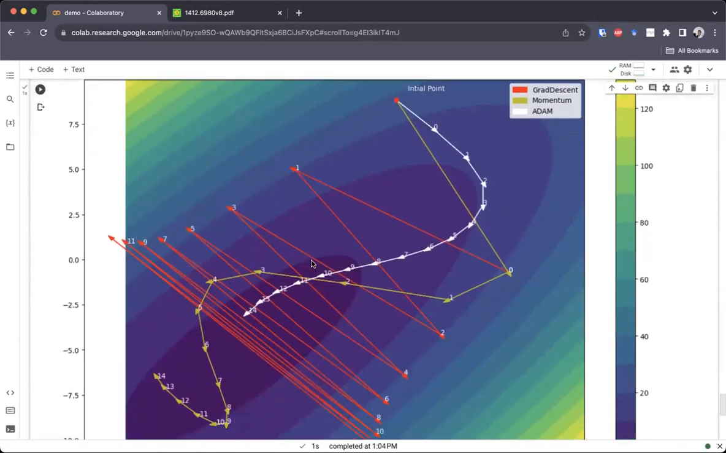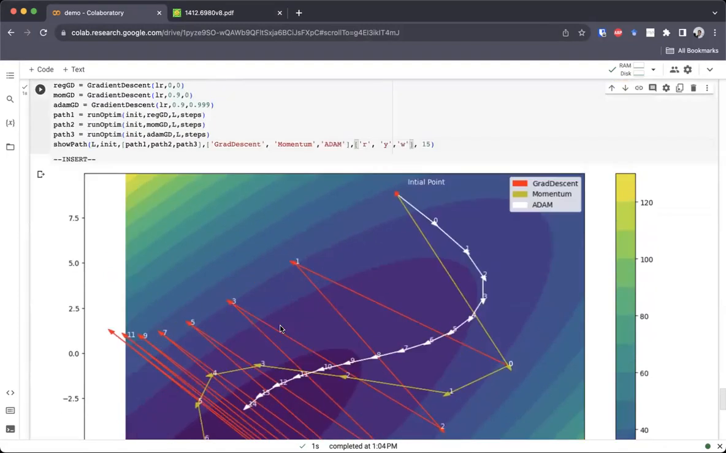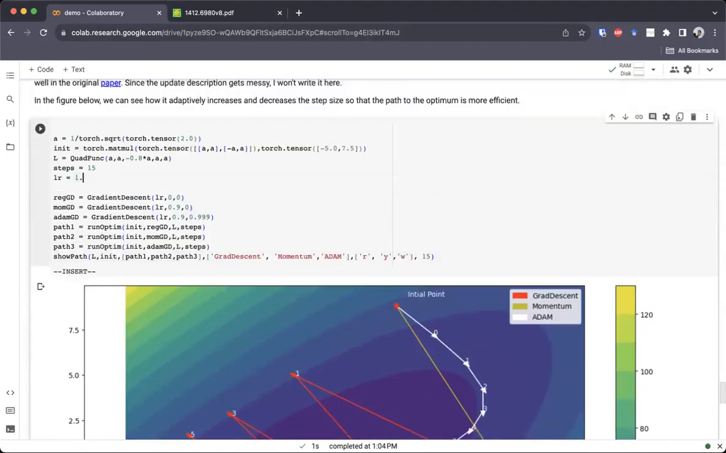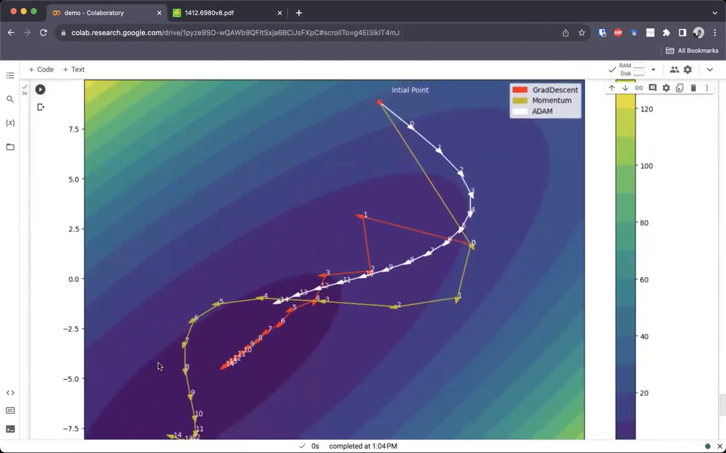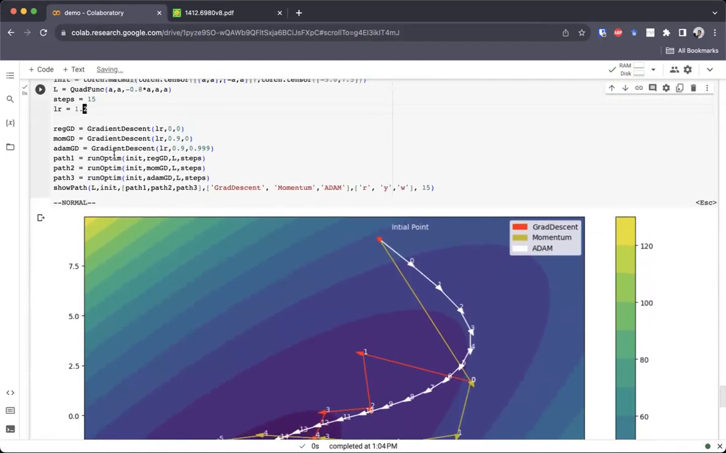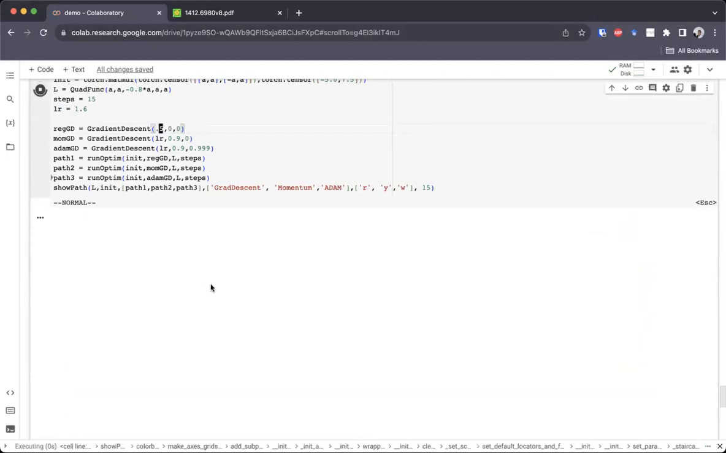Cool, that worked. Oh yeah, maybe let's try 1.2. Okay, that's a bad example. So I want 1.6, and then for gradient descent, I want to give it something like 0.5.